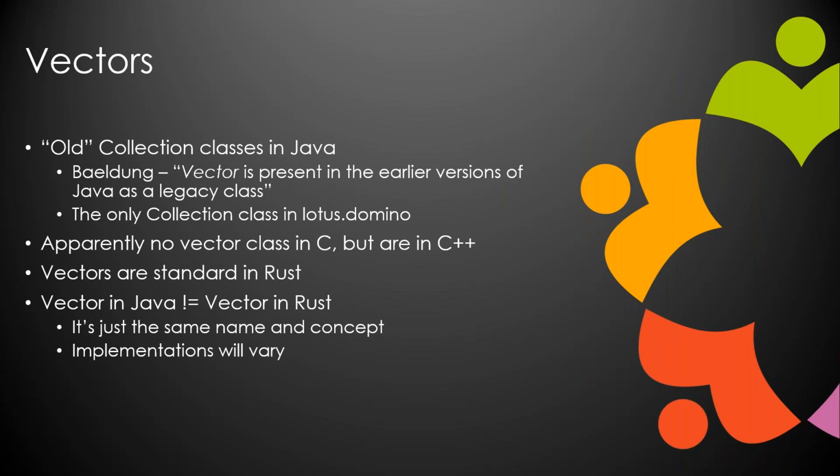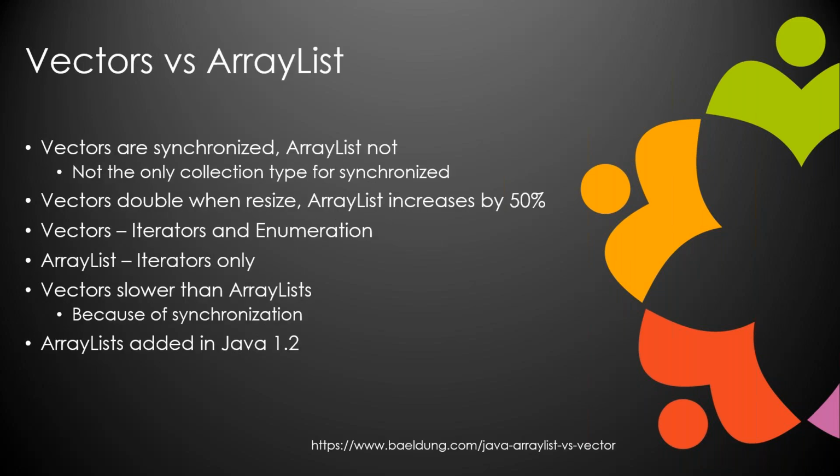From what I could see, there is no vector class that's commonly used in C, but there is a vector class that's used in C++. And also, as I've started playing around with Rust recently, vectors are very heavily used in Rust. It's worth bearing in mind, though, that the naming doesn't necessarily mean that it's exactly the same. It's just the same name and concept. Implementations will vary across languages, though.